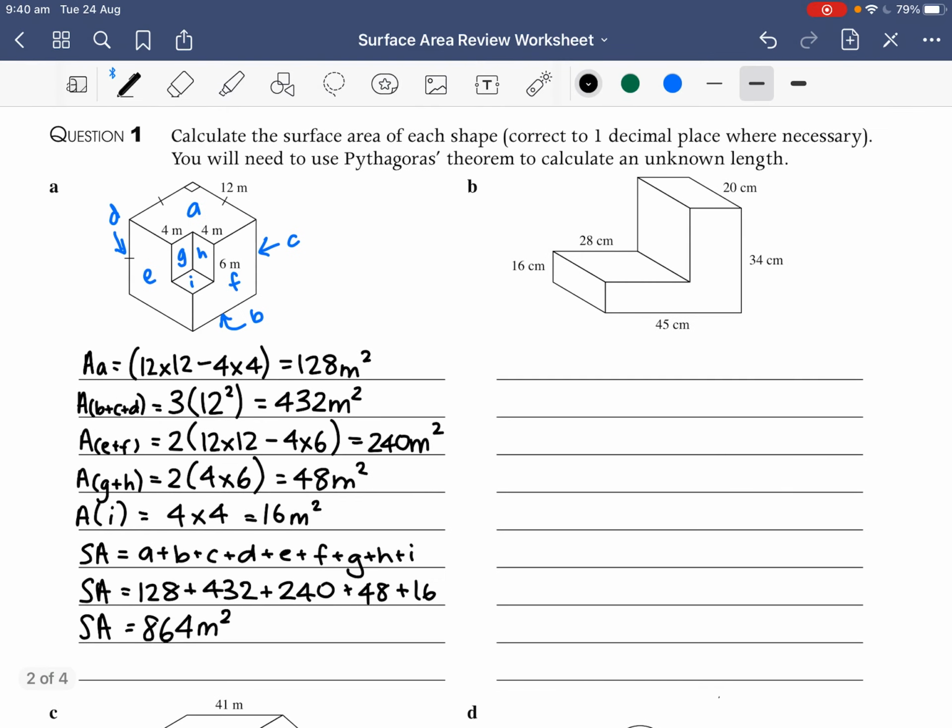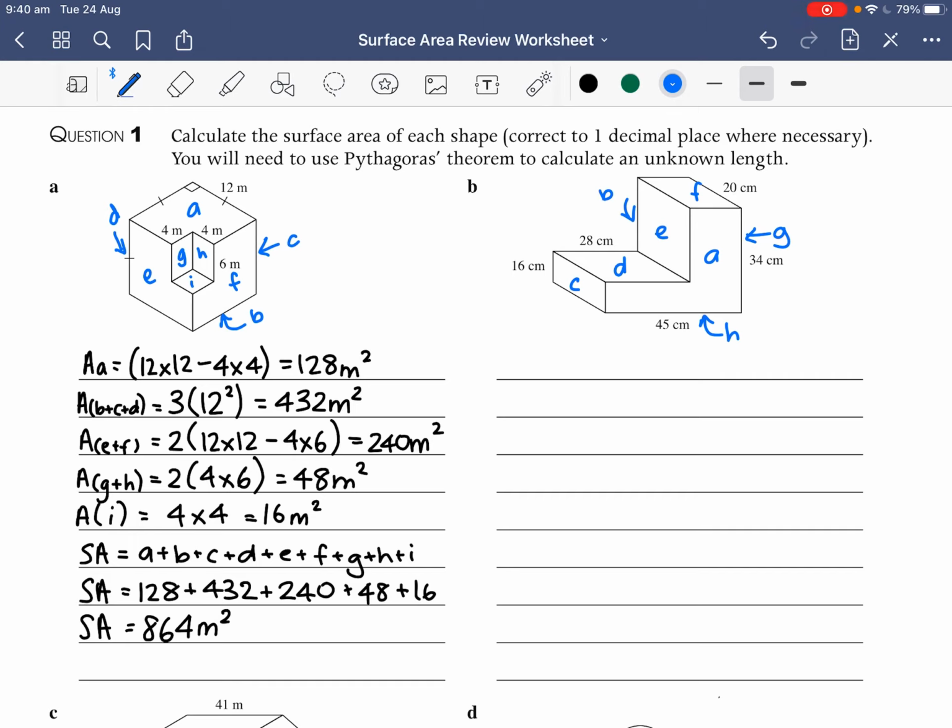Moving on to part B. For part B, we have another solid, and we want to label all our faces. So we have face A, and we'll call the back here face B. Now A and B are exactly the same. We'll then have C, D, E, F. This side face here is G, and this bottom face here is H. So we want to find the surface area of all of these.